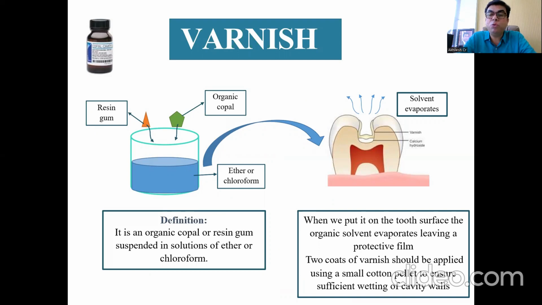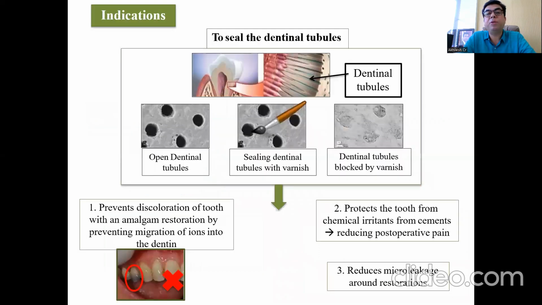So what we do is, 2 coats of varnish should be applied using a small cotton pellet to ensure sufficient wetting of the cavity walls. Here, what are the indications? It prevents discoloration of the tooth with an amalgam restoration by preventing the migration of ions into the dentin. It also protects the tooth from chemical irritants from cement, reducing the postoperative pain, and it also reduces the micro leakage around the restoration.